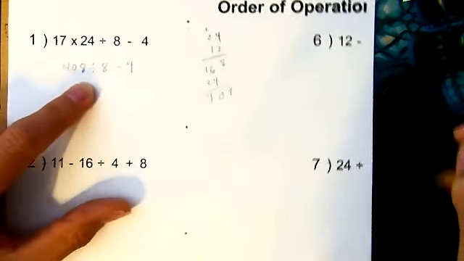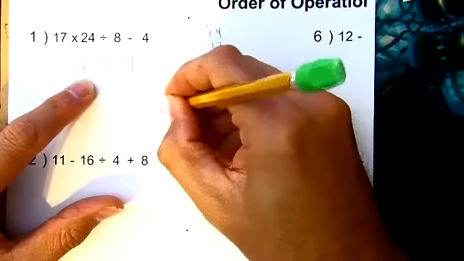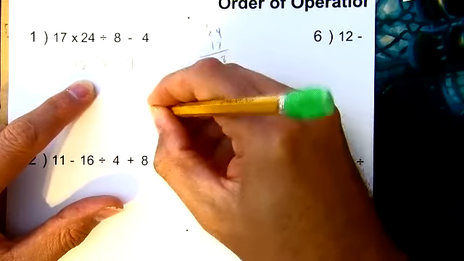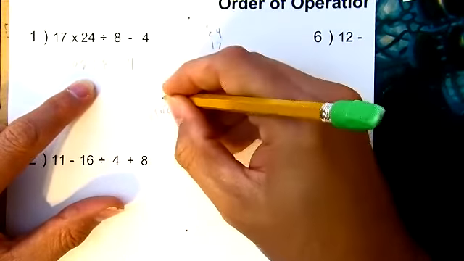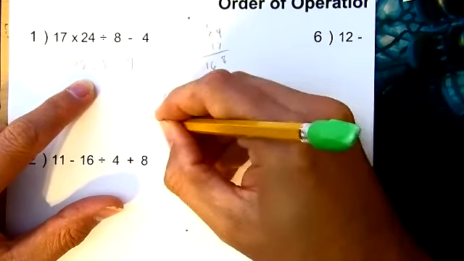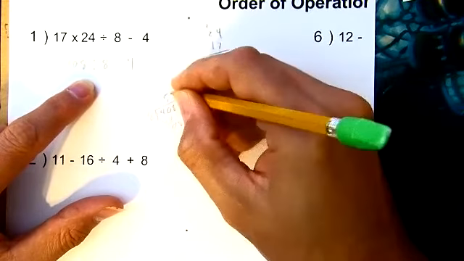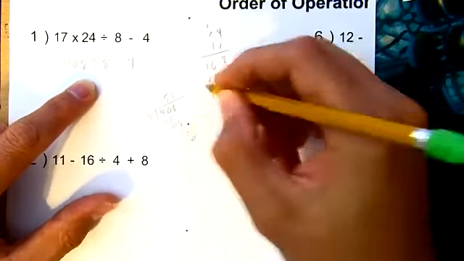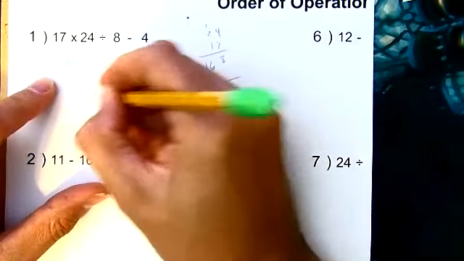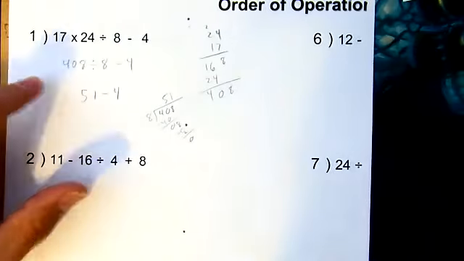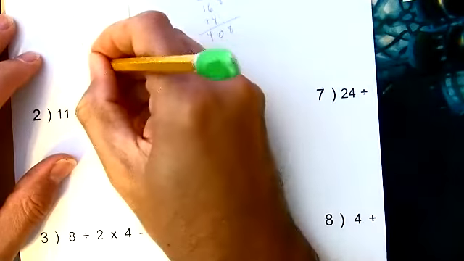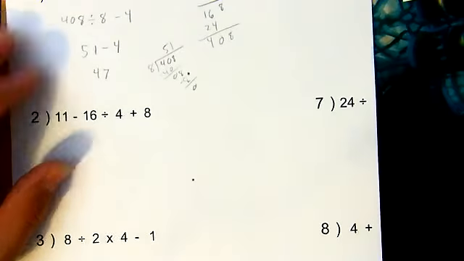So next you would do your division. 408 divided by 8 goes in there 5 times. That's going to be 40. Goes in there 1 time. So it's 51 minus 4. And then just subtract those. 47. Okay.